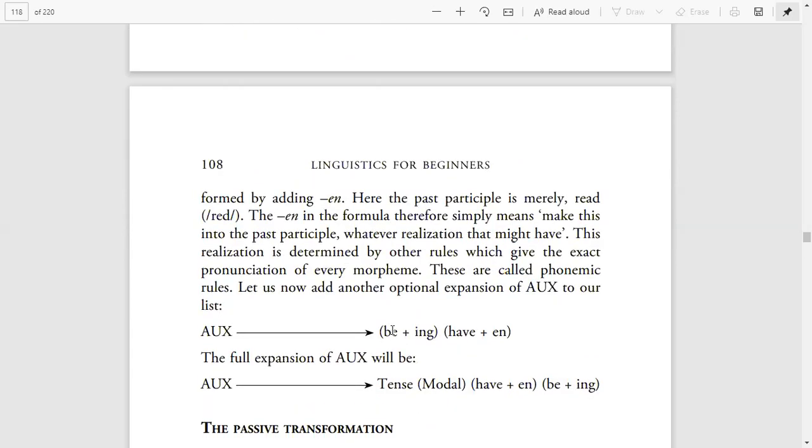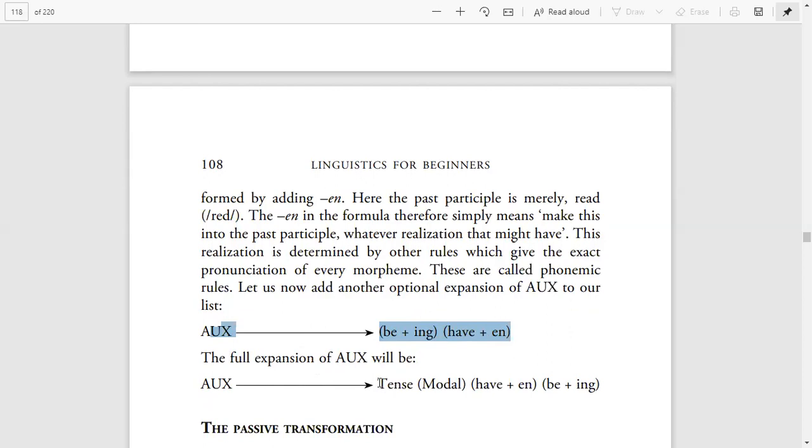And then here we have the fourth expansion. Auxiliary can be written in this form, can be expanded into be plus ing, that is progressive, and have plus en, that is past participle. You can say that perfect tense, right? So this is the fourth form expansion of auxiliary, and here we have the full expansion of auxiliary.